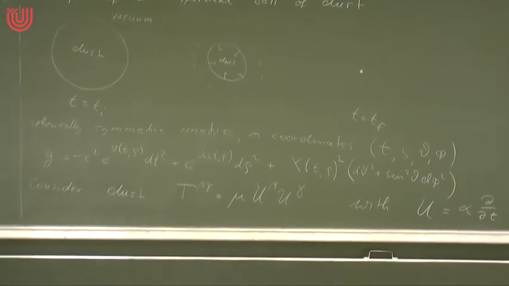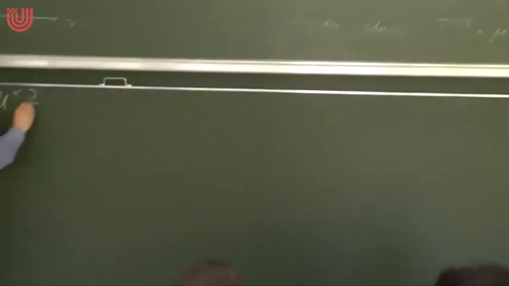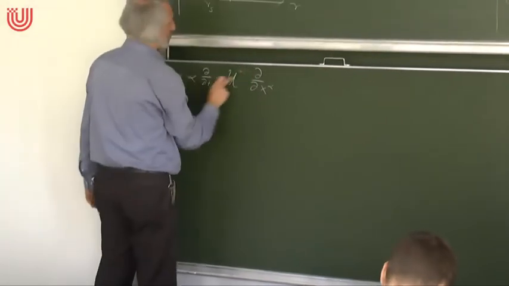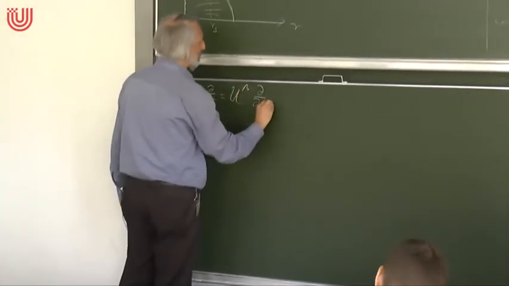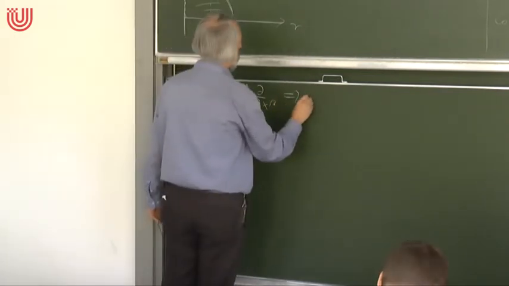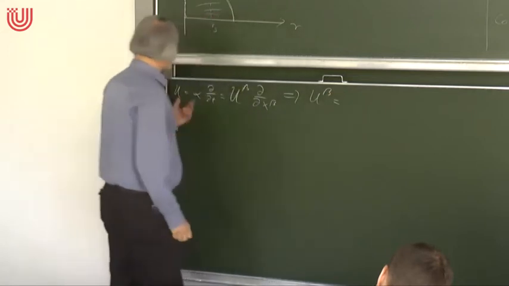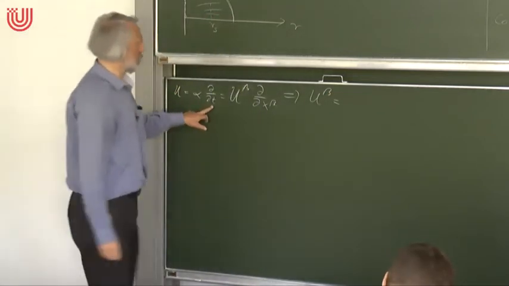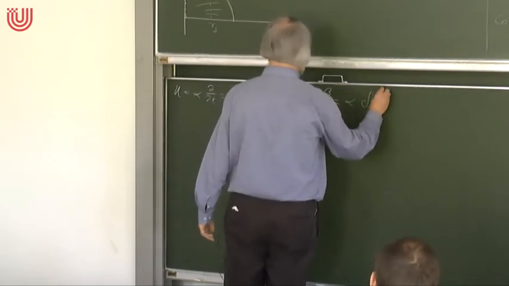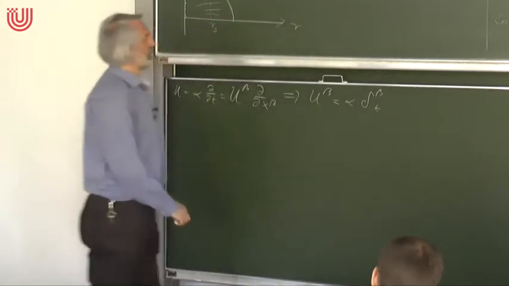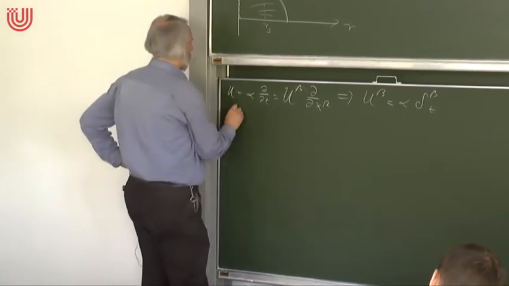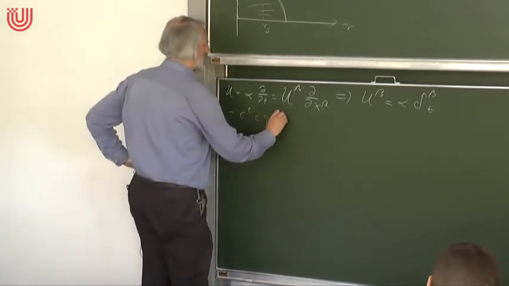If you want to write this as u^beta d by dx^beta, I should use a different letter here because alpha is already used. If you compare coefficients, you see that your u^beta is something like a Kronecker delta, delta^beta_t, times a coefficient. So u^beta is alpha delta^beta_t, and we have to determine alpha. And alpha is determined by the normalization condition.